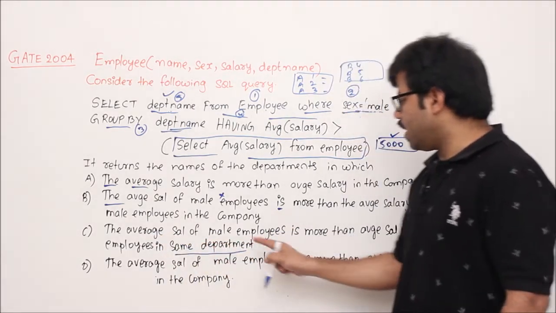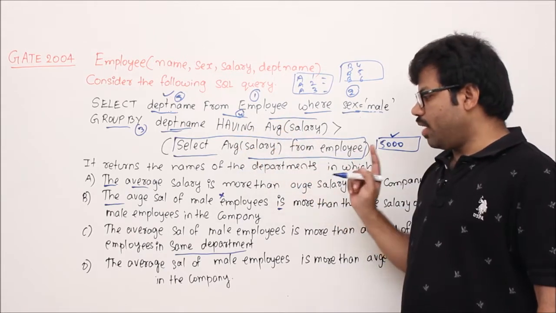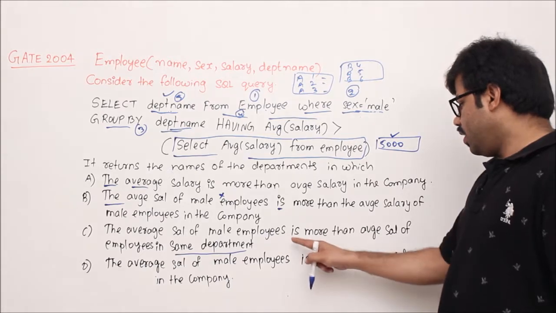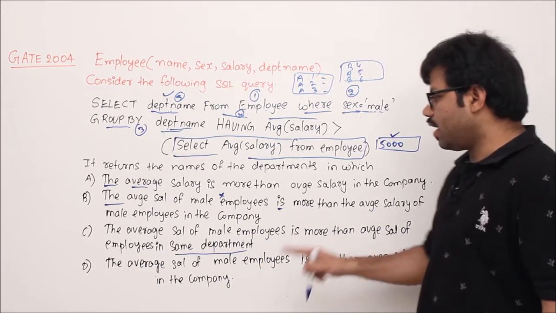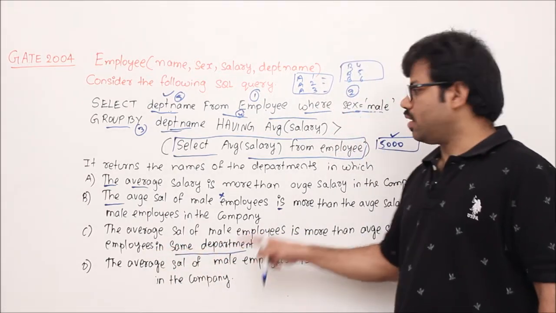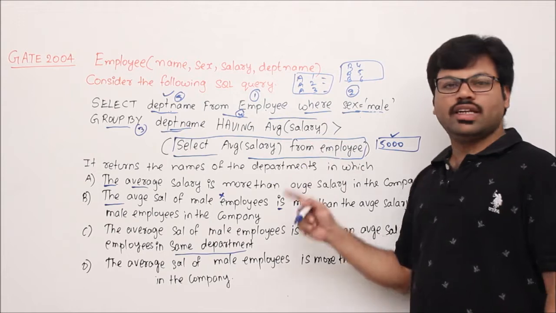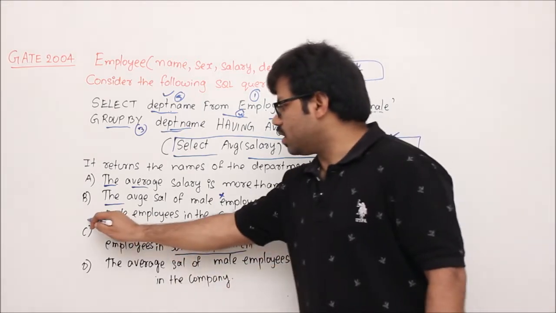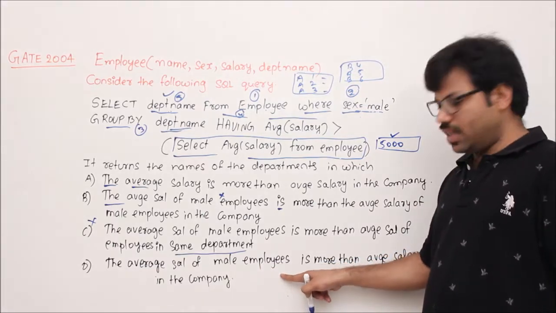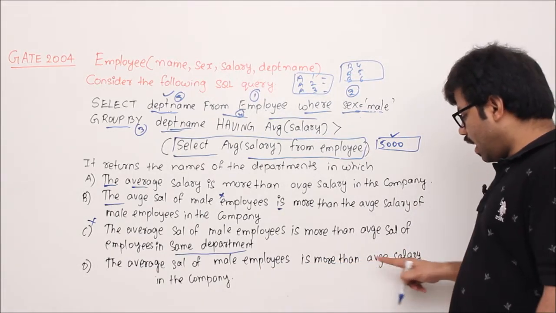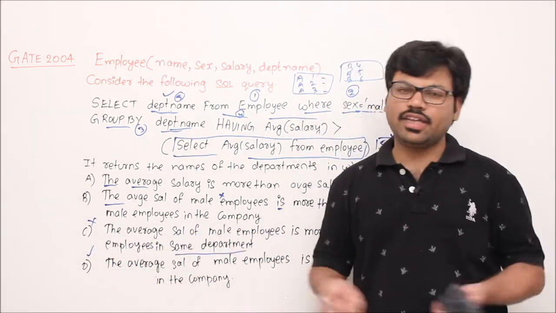It says the average salary of male employees, correct? We are taking every time the average salary of male employees of the department. But here, it is more than the average salary of employees in the same department. It is not the average salary of employees in the same department, it's the average salary of the total company. So that's why option C is wrong. Now see the last one. The average salary of male employees in the department is more than the average salary in the company. Perfectly right. So that's why option D is the right choice.